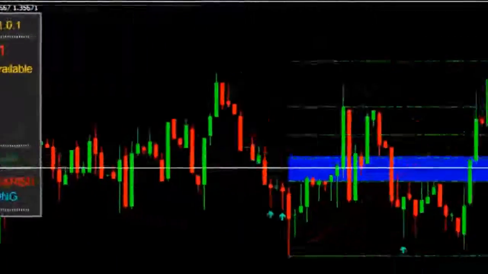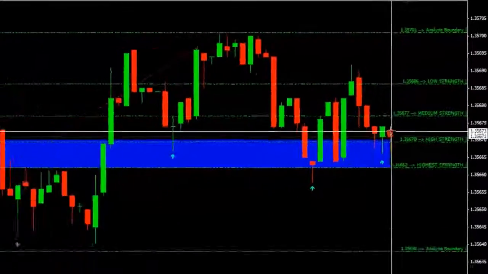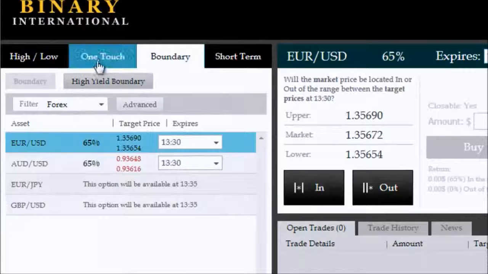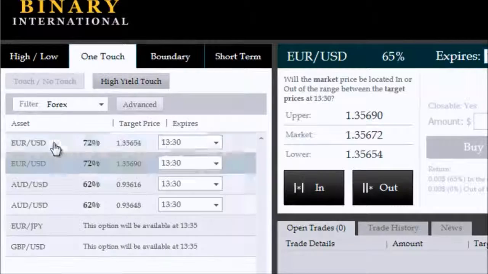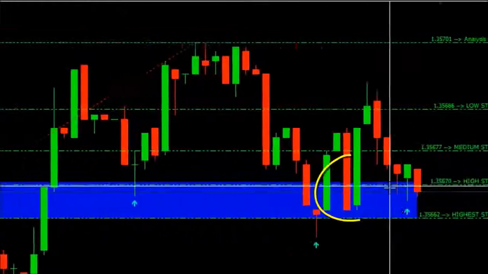Good afternoon on the Euro USD here, looking at a high probability touch event as shown by ITM Genesis Elite. We have to decide which trade location to go. Let's quickly go over to the one touch firstly to see what prices we have, 654 and 69 on the Euro USD. Now see that arrow there.